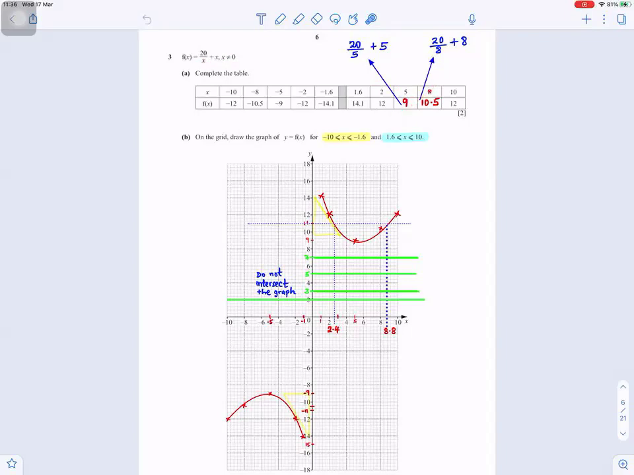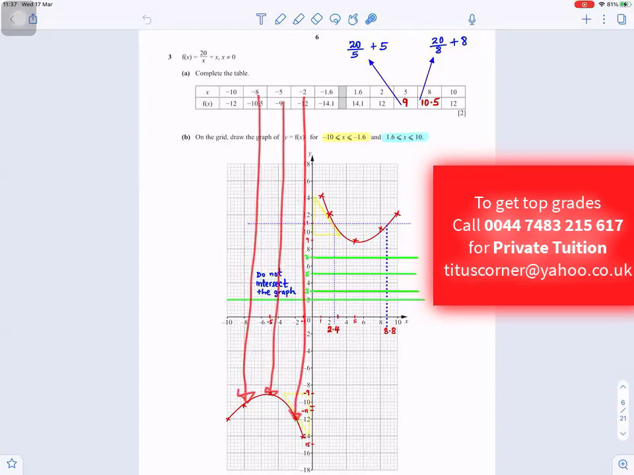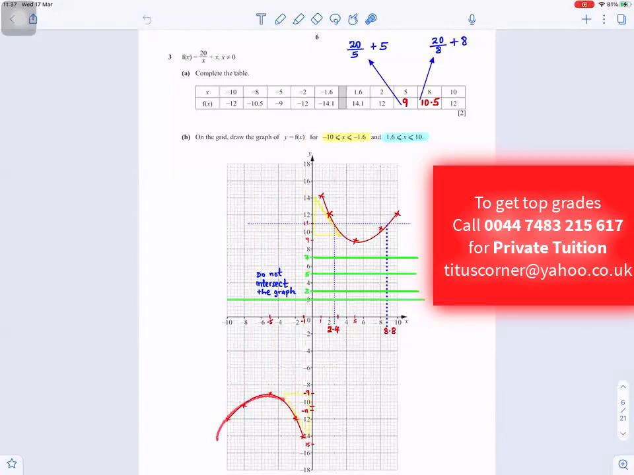And for the next one, x is 8. So you put 8 there, and you put 8 there. So you get 20 over 8 plus 8. That gives you 10.5. Now you can plot the graph. So we have minus 10, minus 12, which is that point there. Minus 8, minus 10.5. Minus 5, minus 9. Minus 2, minus 12, and minus 1, minus 21. You mark those points and you join them with a smooth curve.